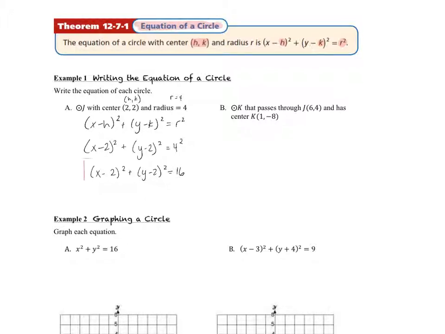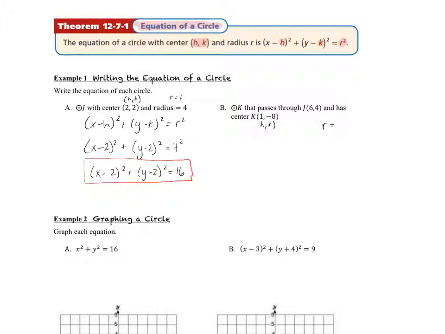Just like when you plug into y equals mx plus b, you just plug in the m and the b and you're done. This is what we do here. Okay, in the next one we have a circle that passes through a point and has center h comma k. So we don't know the radius, but we can find it using the distance formula.